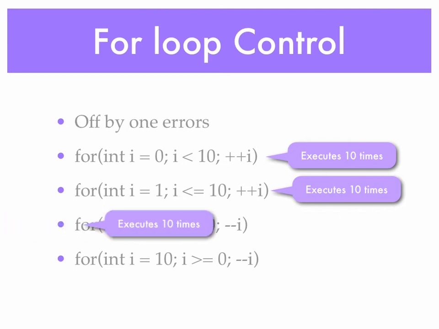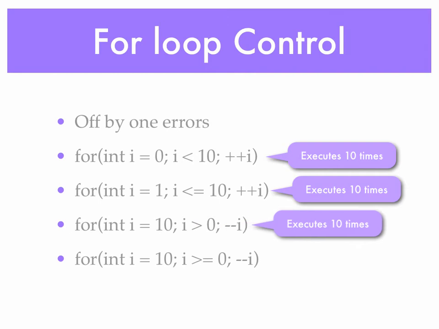My third is int i = 10, as long as i is greater than 0, --i. That'll execute 10 times. And here I've started at the higher value, that's my initial value, and I'm going through this loop as long as i is greater than 0, and I'm decrementing i. Right? That'll go through 10 times. My last example, int i = 10, as long as i is greater than or equal to 0, --i, I'll execute that 10 times. Notice that I give i an initial value of 10, and my relationship is greater than or equal to.